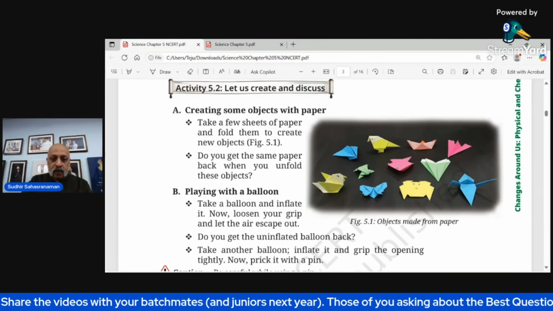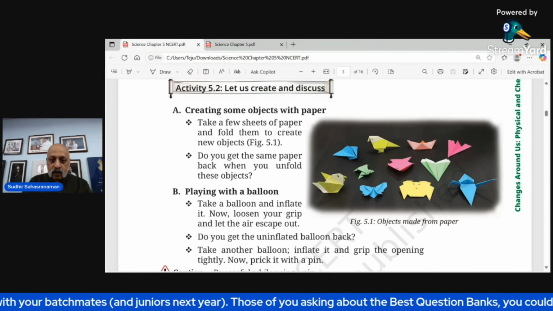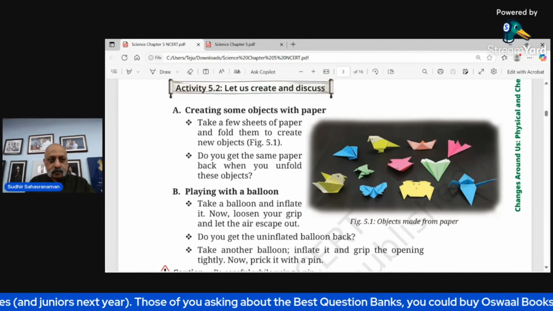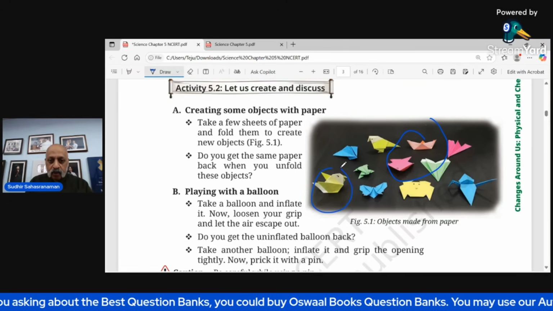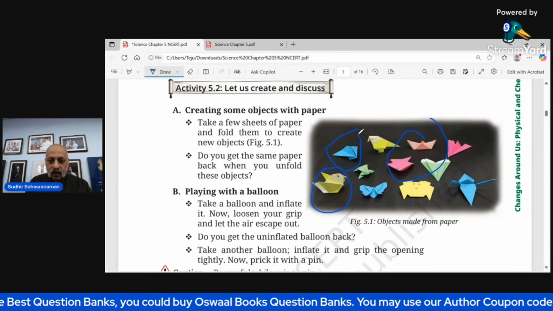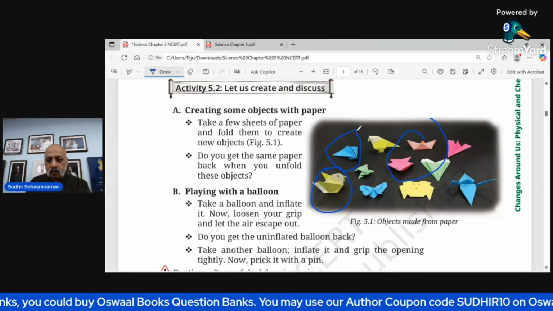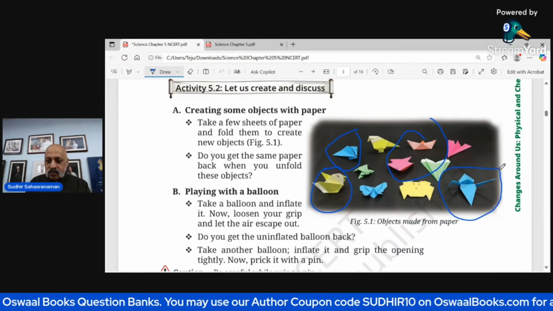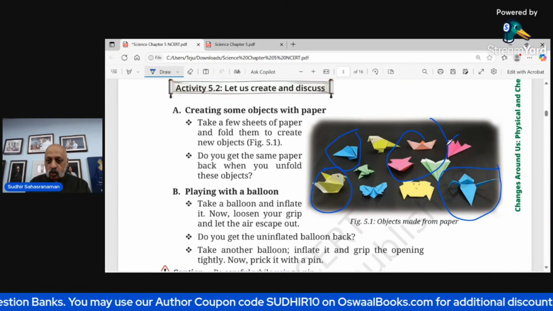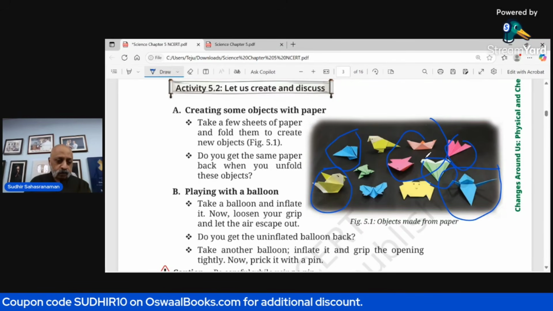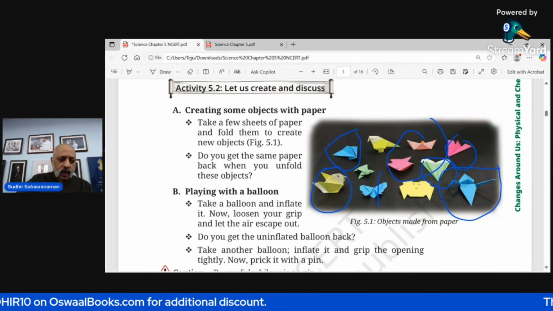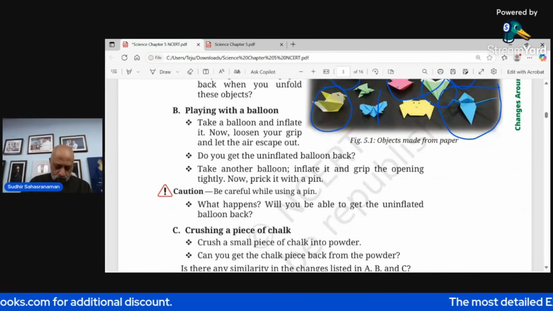Like a bird has been made out here, right? This is a boat, this is a bird, this is an aeroplane, right? So different kinds of things which have been made. Now this is a very nice looking peacock, this is also an aeroplane, this is also an aeroplane, right? Now what you do now is to talk about a balloon.